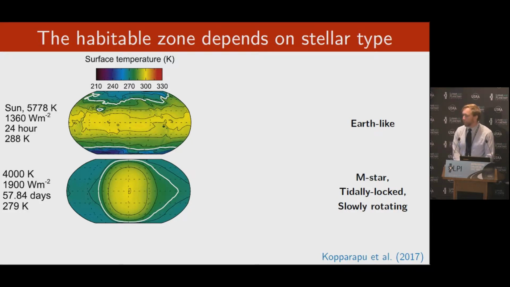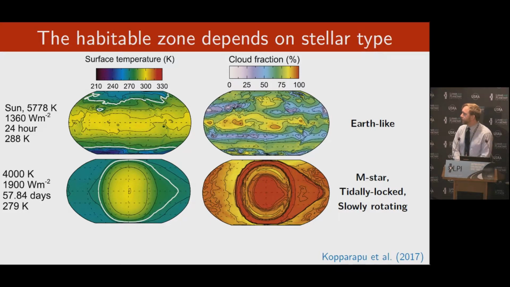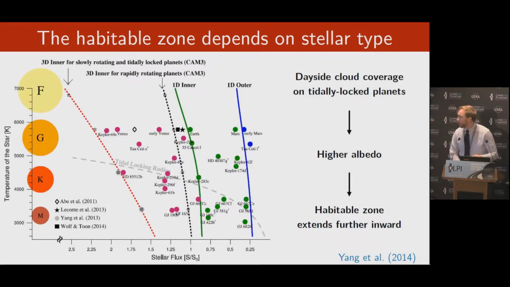And if we look at the cloud fraction from these models, you can see that for the Earth-like model, there's a banded cloud distribution with a lot of clouds at the equator and fewer clouds at mid-latitudes. Whereas for the M-star planet, there's a lot of clouds surrounding the entire day side of the planet. And so there's a really high day side cloud fraction for these M-star models. And as a result, there's a high day side albedo of the planet, and so the planets can reflect a lot more incident stellar light, and this extends the habitable zone. This was shown by Jun Yang a few years ago.